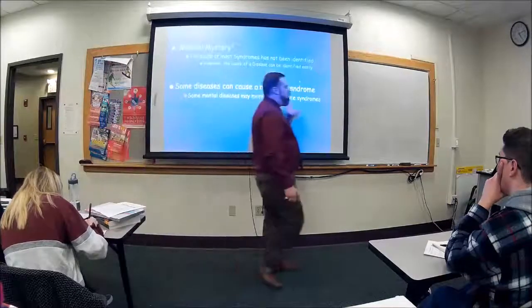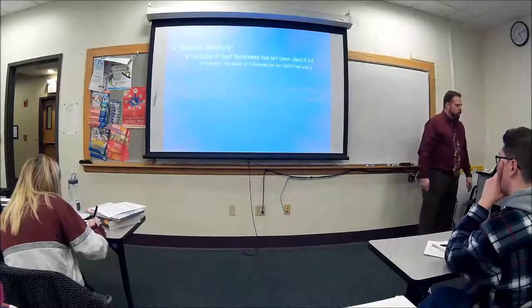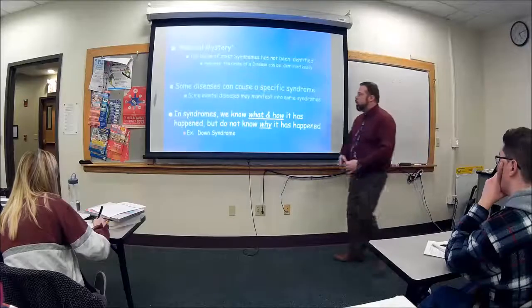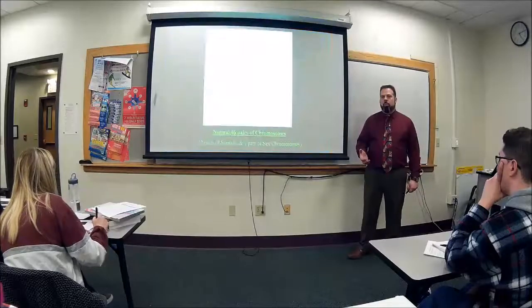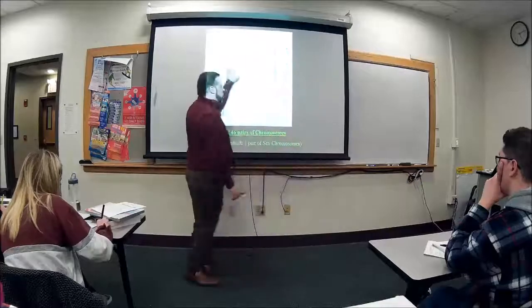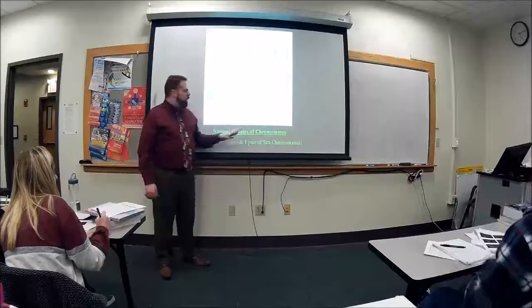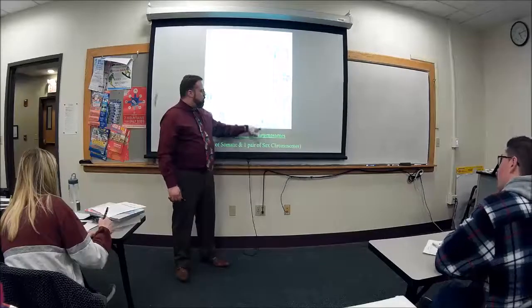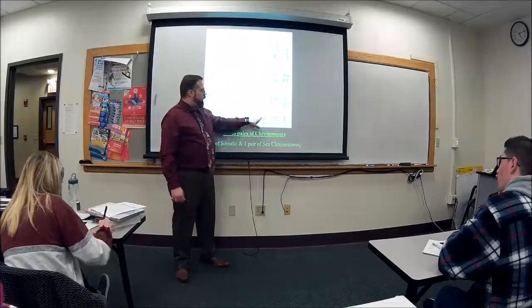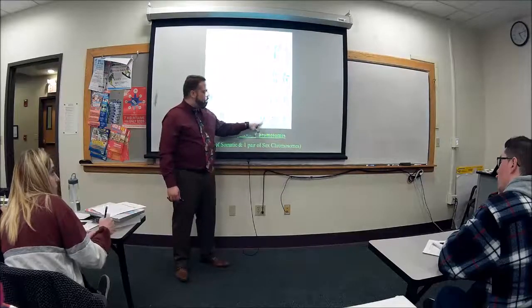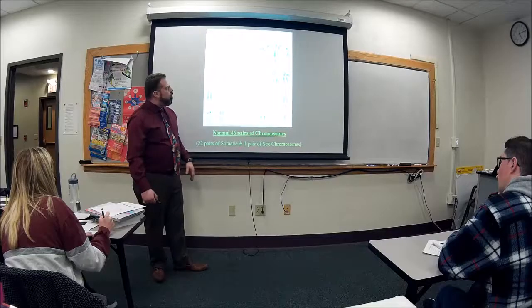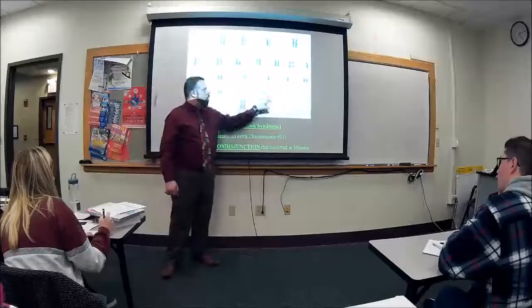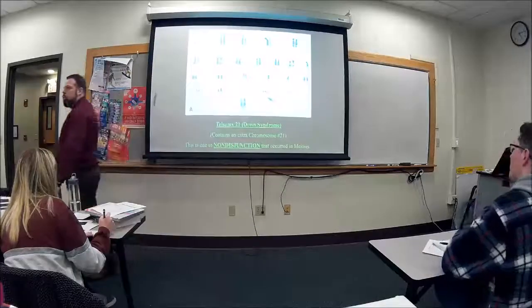So some diseases can cause a specific syndrome, all right? And that's why I said Down syndrome is a good example. So in other words, we know what and how it has happened, but we don't know why it has happened. Okay? So to give you an example, this is a normal karyotype of a normal person. Okay? So you have one pair of chromosomes for chromosome 21 over here. You're going to have one from dad and one from mom, right? So you have two over here. Okay? There's the Y, so you know this is a male. What happens in Down syndrome is that you get 3 copies of chromosome 21.